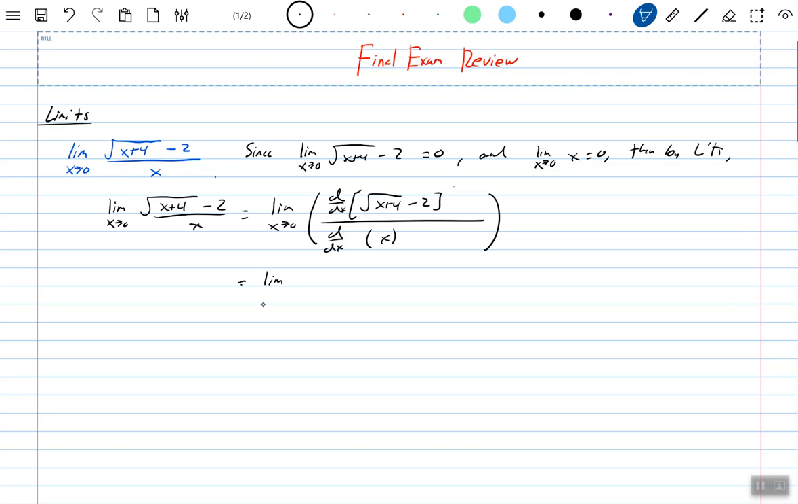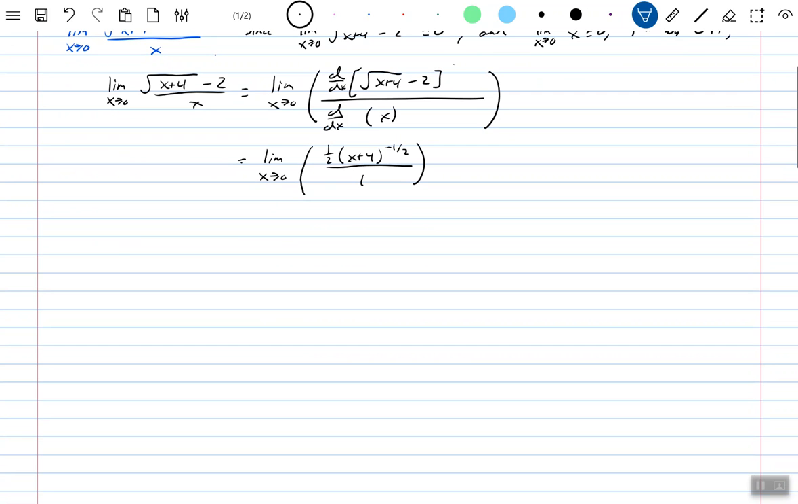So that's equal to the limit as x approaches 0 of, now what's the derivative of the square root of x plus 4? Well, that's 1/2 times x plus 4 to the negative 1/2, divided by, what's the derivative of x? Well, that's just 1. Now, that's really messy, so let's simplify this. This is equal to the limit as x approaches 0 of 1 divided by 2 times the square root of x plus 4.